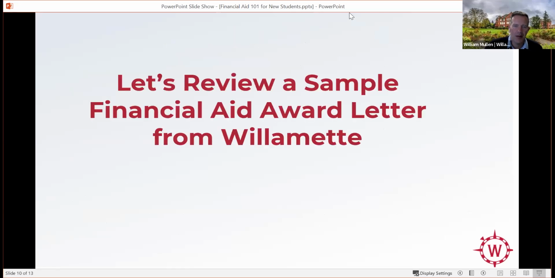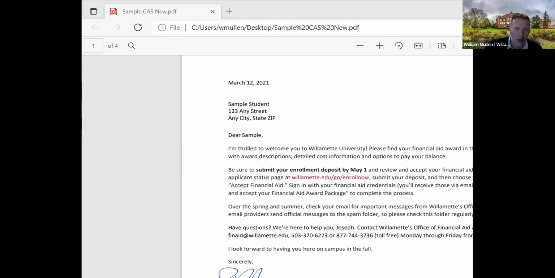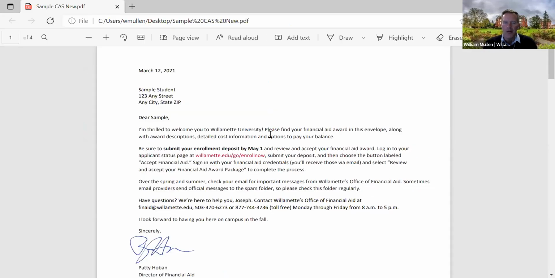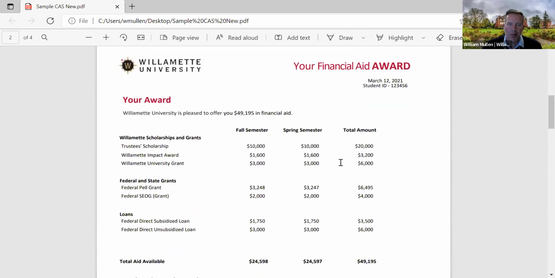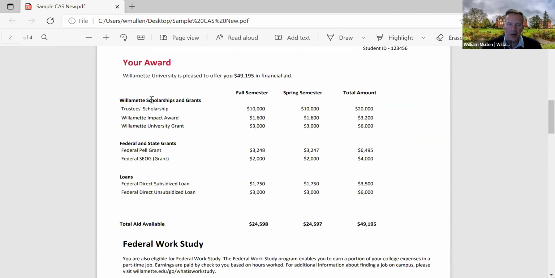Okay, let me show you the sample financial aid award letter as well. I'll pull that up here. Here we are. Okay. So the sample financial aid award letter. Basically there is a little letter, thank you, so on and so forth, how to submit your deposit and contact information. And then it breaks out your award into the different types of grants and loans.